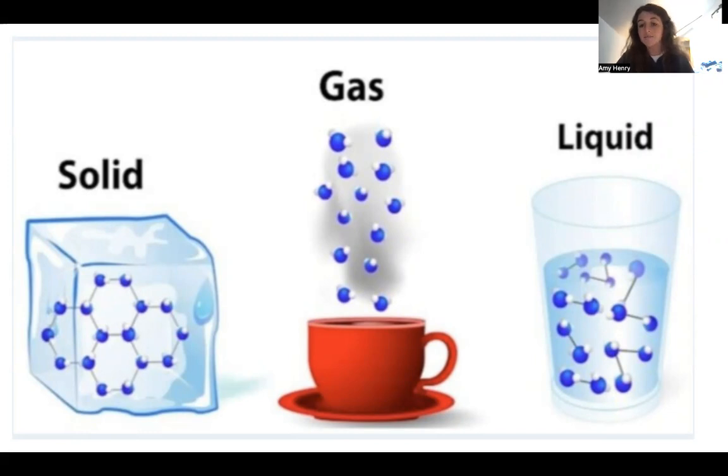A gas is something where the molecules are far apart, so the steam coming off the coffee, and if you were to represent it with your hands, it would look like this because the molecules are moving at a fast pace and they are far apart.